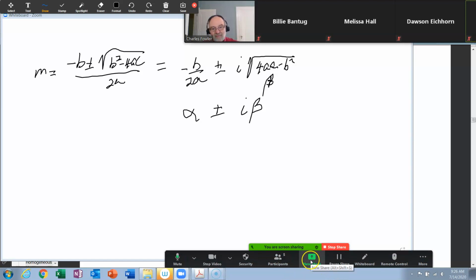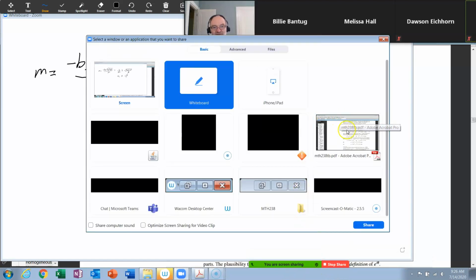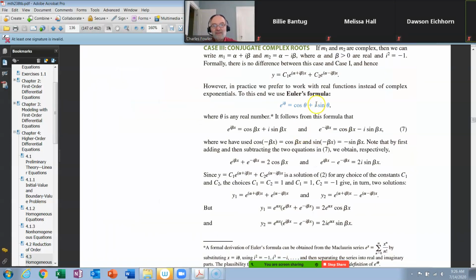Now, I don't know why they make a deal about it here, but since they said it, I wanted to reinforce that. Okay. Now, they're both real numbers. Alpha and beta are real. And I, of course, is the square root of -1, which means I squared is -1.